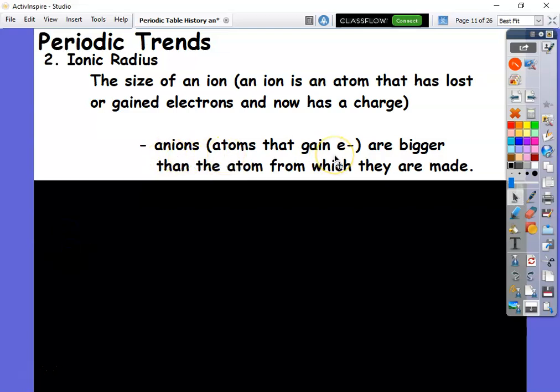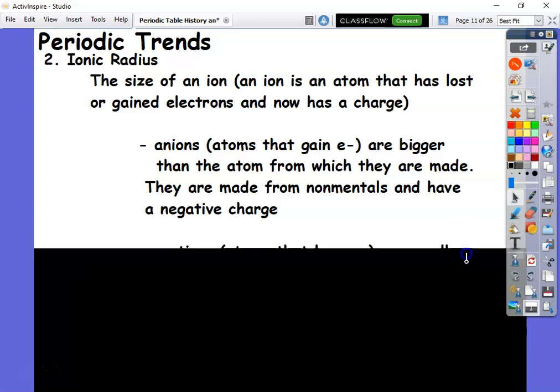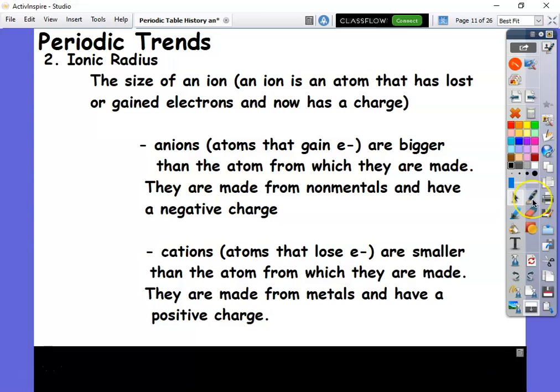Anions are atoms that have gained electrons, and in general, they are bigger than the atom that they are made from. And they are made from nonmetals, and as I already mentioned, they do have a negative charge. Cations are the other kind of ions that we talk about, and these are atoms that have lost electrons. Cations are smaller than the atom from which they are made, and they're made from metals and have a positive charge. The way I tell students to remember this is that cats, or cations, have paws.